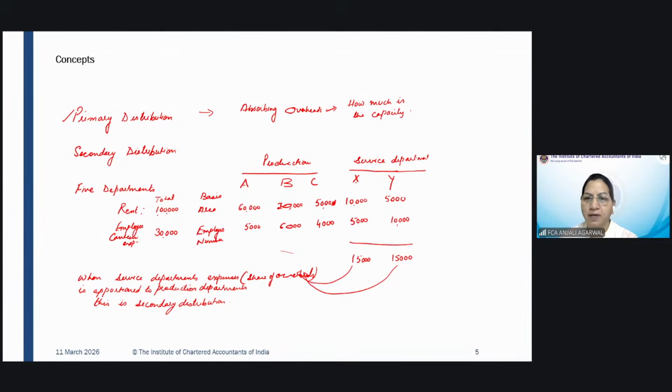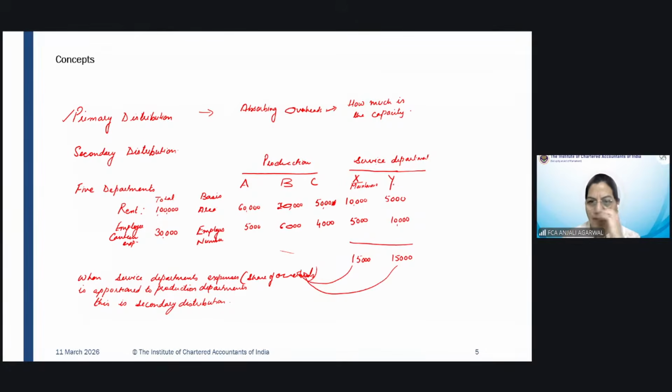For example, service department X is maintenance. It takes care of the machines and the repairs of the machines. So to allocate the service department X's expenditure amongst A, B and C, the best basis would be the value of machines maybe. Or if the machines are working for a certain number of hours, we can multiply the value of the machine with the machine hours and then allocate the maintenance expenses amongst production departments.